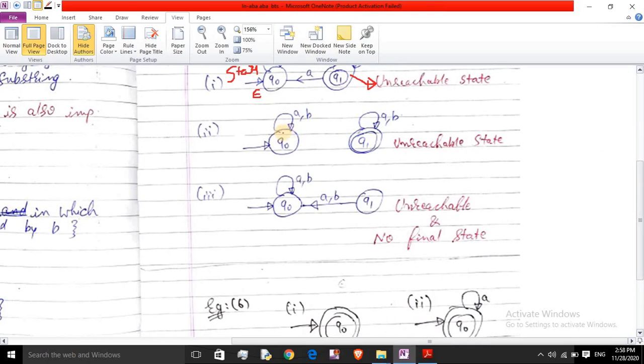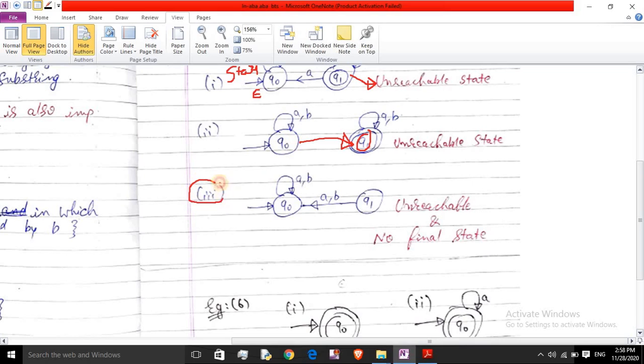Now look at the second example also. This is also similar. We cannot reach Q1 as there is no transition from here to here. There should be a direction from Q0 to Q1, not from Q1 to Q0.